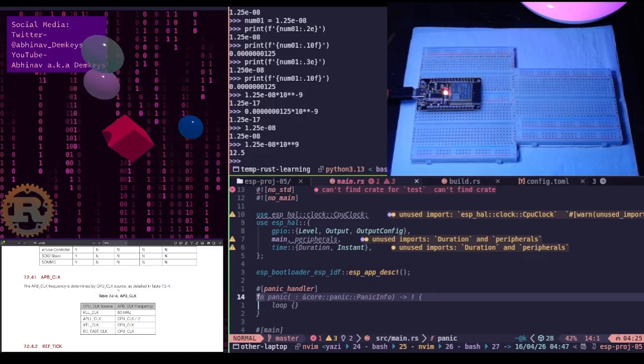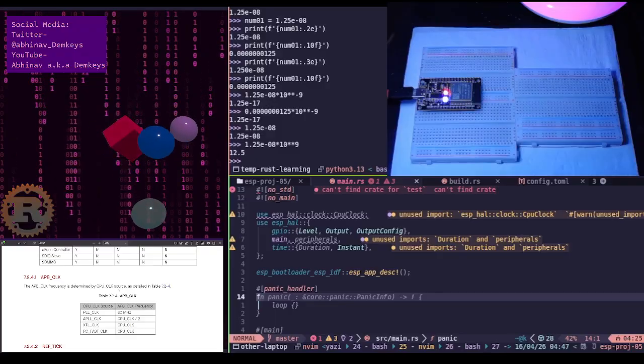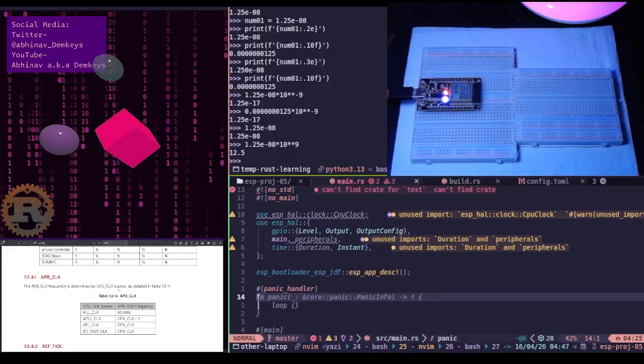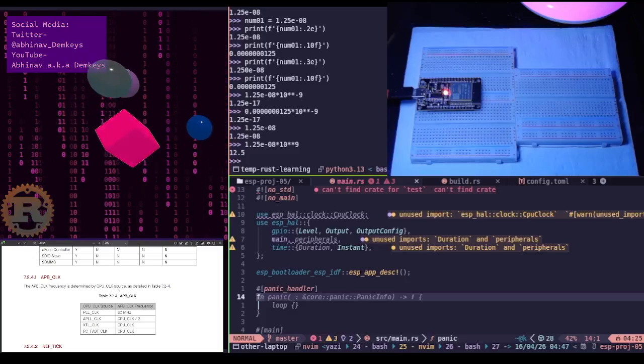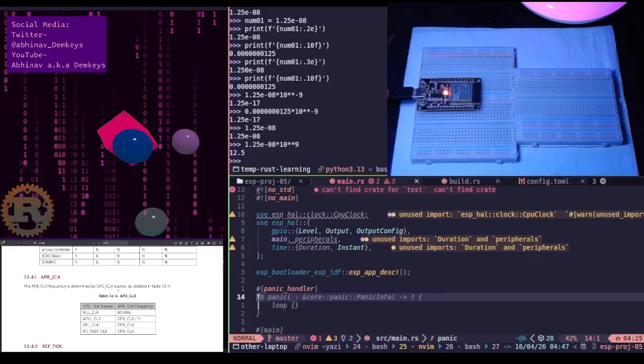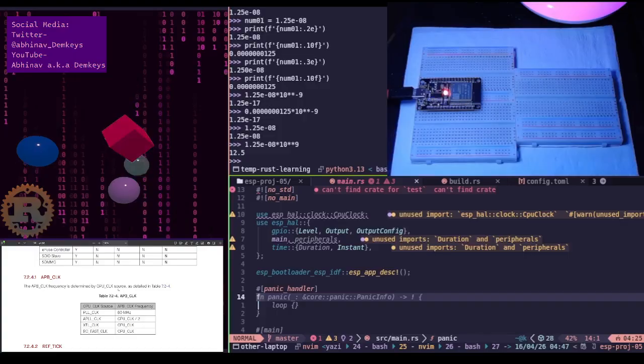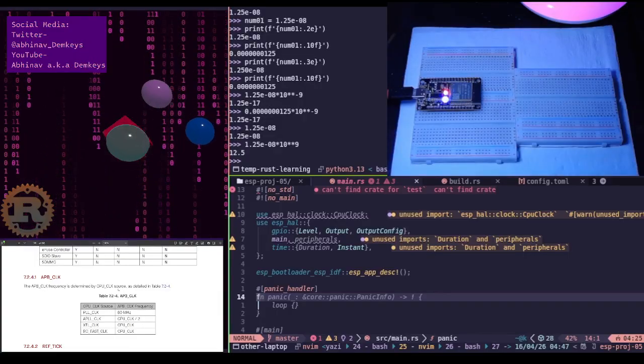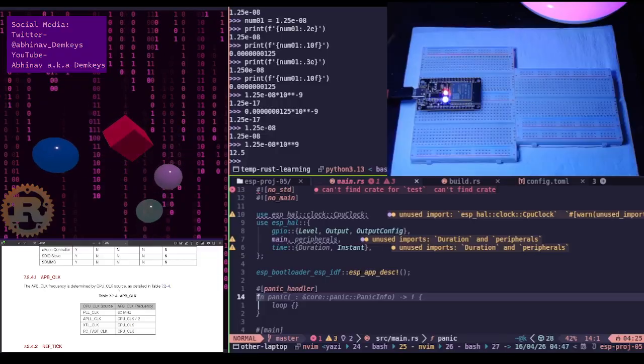Sorry, zoned out. Okay, so the crystal generates the thing, right? And then that gets fed into the PLL. Now the PLL amps it up to 320 or 480 megahertz. Great. From there, it can go to the CPU.